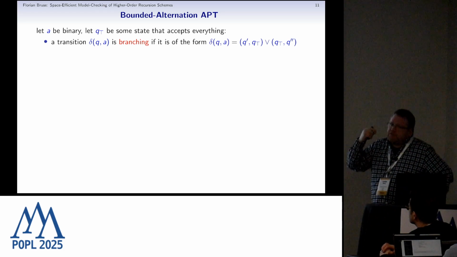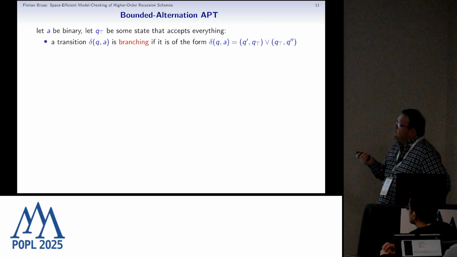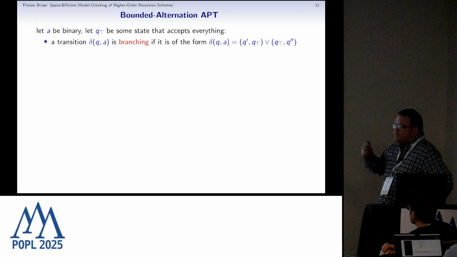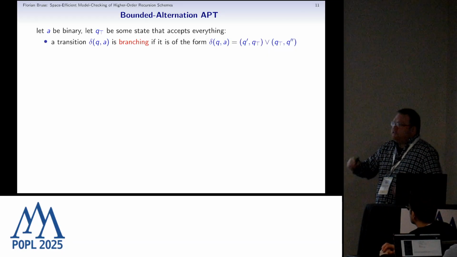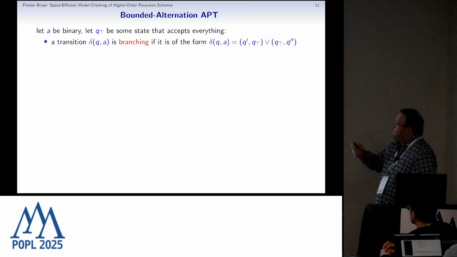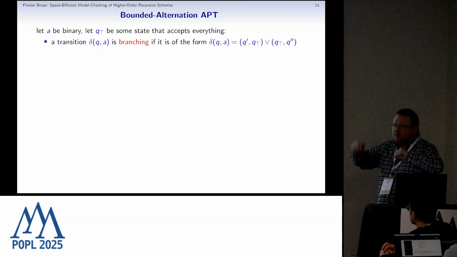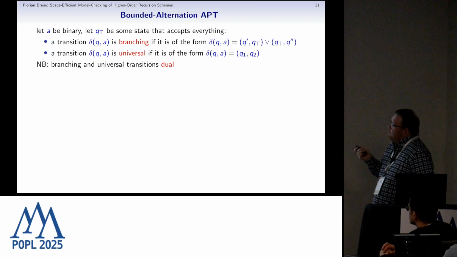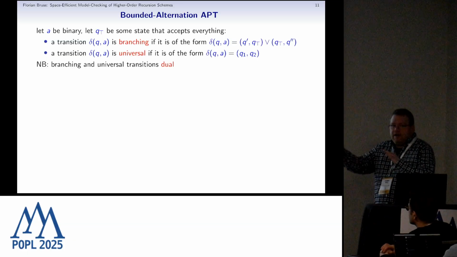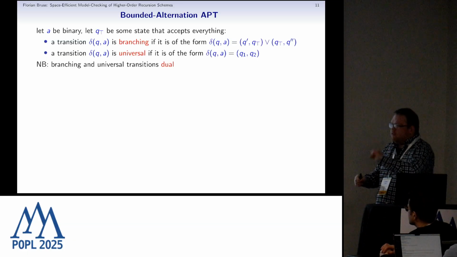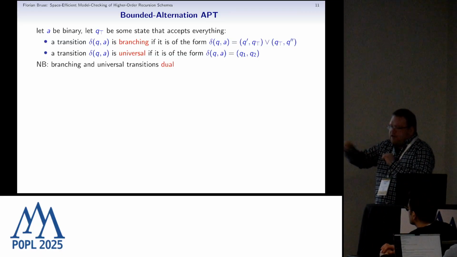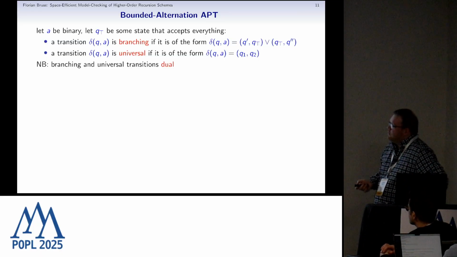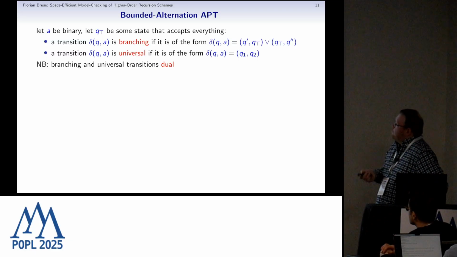For binary symbols, and I restrict myself to binary just because it's simpler, we can basically define what non-alternating transitions mean. So we say a transition is branching if it looks like that, where this Q top here is a state that accepts everything. So in this case, the verifier chooses either go left with this state or go right with that state. And it would be universal if it's just something like that. The verifier plays no role in deciding what goes. The falsifier says, we go there and we go there, I choose what happens. And notice that these are kind of dual to each other.